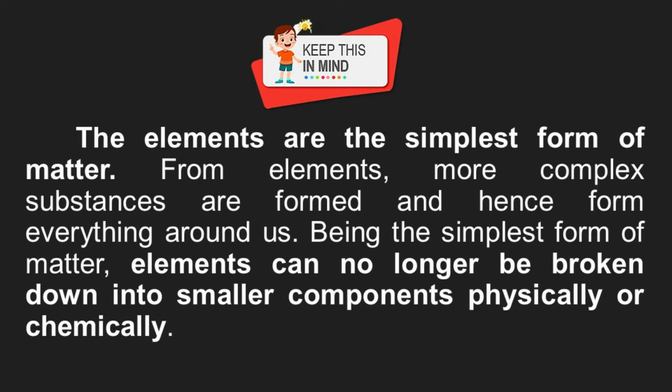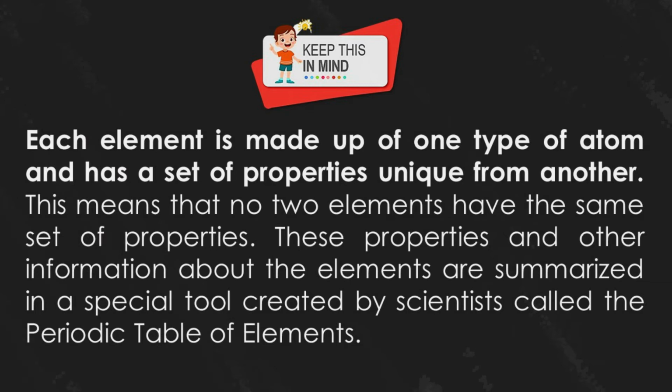From elements, more complex substances are formed and hence form everything around us. Being the simplest form of matter, elements can no longer be broken down into smaller components physically or chemically. Each element is made up of one type of atom and has a set of properties unique from one another. This means that no two elements have the same set of properties.